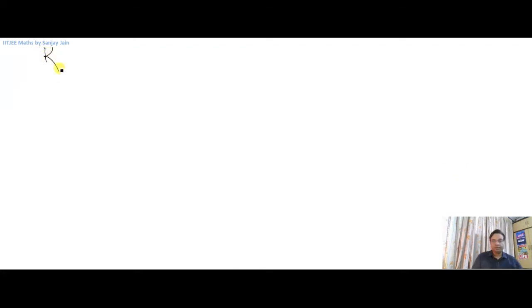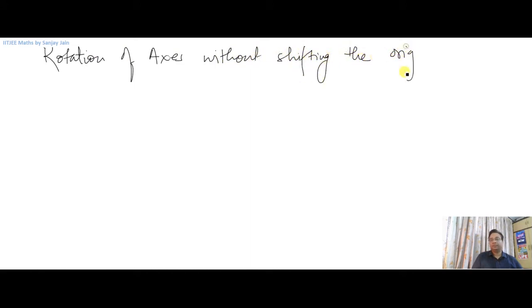Now that we have studied about shifting of origin, let us study about rotation of axes without shifting the origin. In the last article we studied the shifting of origin without rotating the axes. Now we are studying about rotation of axes without shifting the origin.